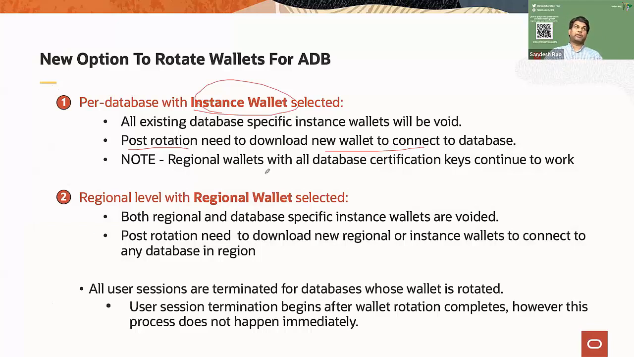But if you have regional wallets, everything still works. So a regional wallet basically works for all database instances. Okay? So you need to be very careful with whom you distribute the regional wallets. Usually people use a per instance wallet. So even if you disable an instance wallet, the regional wallet still works because it allows you to work across everything. But if you terminate a regional wallet and you rotate this, every other instance wallet is invalid, and you have to re-download their corresponding wallets. So this is the difference between the two.